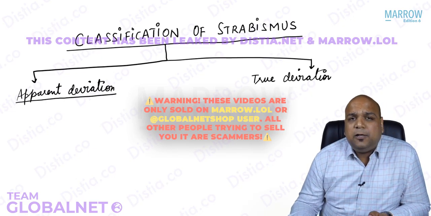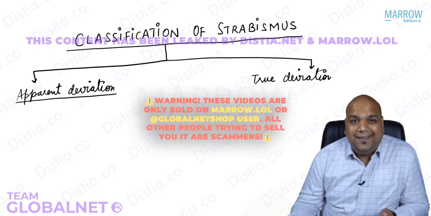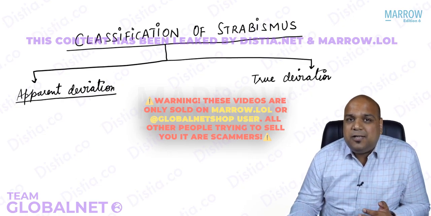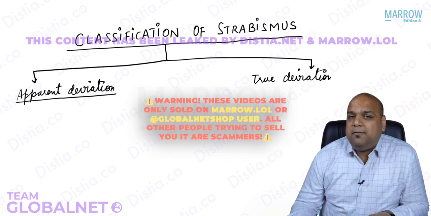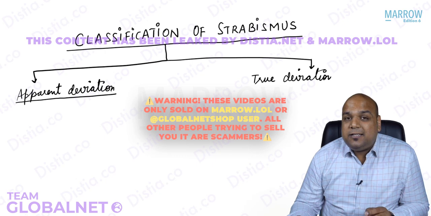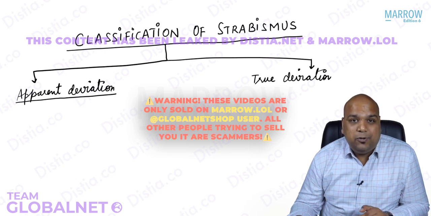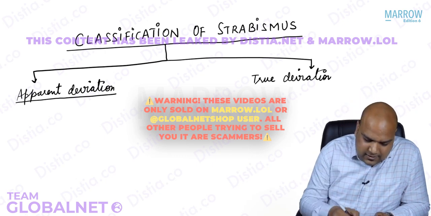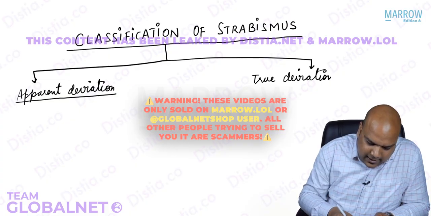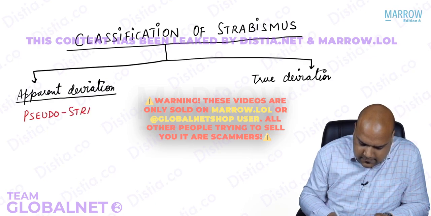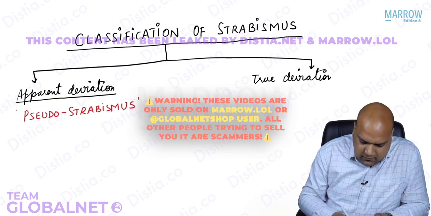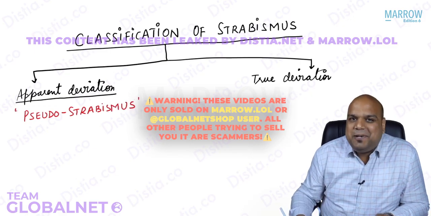Apparent basically means it looks like. It looks as if there is deviation of the eyes, but we are not sure. Or we are trying to say, when we are saying apparent deviation, that it is just looking like squint, it is actually not squint. So we say this group is called pseudo strabismus, where it just looks like squint, it is actually not a case of squint.